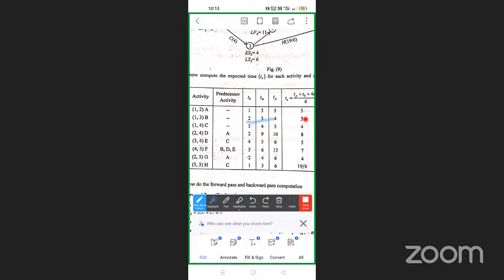Next, 1 to 4 distance is 4. Same formula. Next 2 to 4 is 8, 3 to 4 is 5, 4 to 5 is 7, 2 to 5 is 4. Next 3 to 5, H, is 19 by 6. So this is each and every activity with its distance. Using the activity and distance we can draw the network diagram.